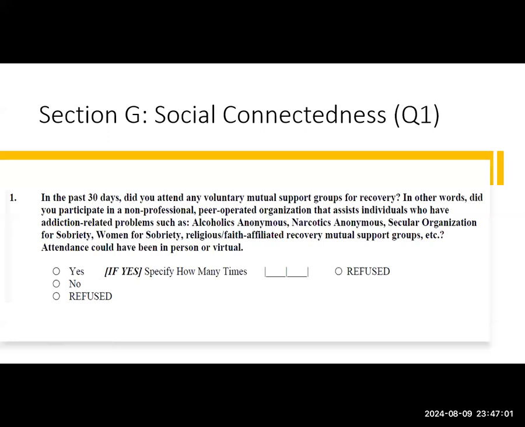For question 1, the intent is to measure whether clients have attended non-professional, peer-oriented mutual support groups to assist in their recovery during the past 30 days. The client does not have to be in "recovery" to attend these types of groups. A peer-operated organization is one in which the person or people who facilitate the group are not there as paid professionals, but rather are peers and/or members of the group themselves.